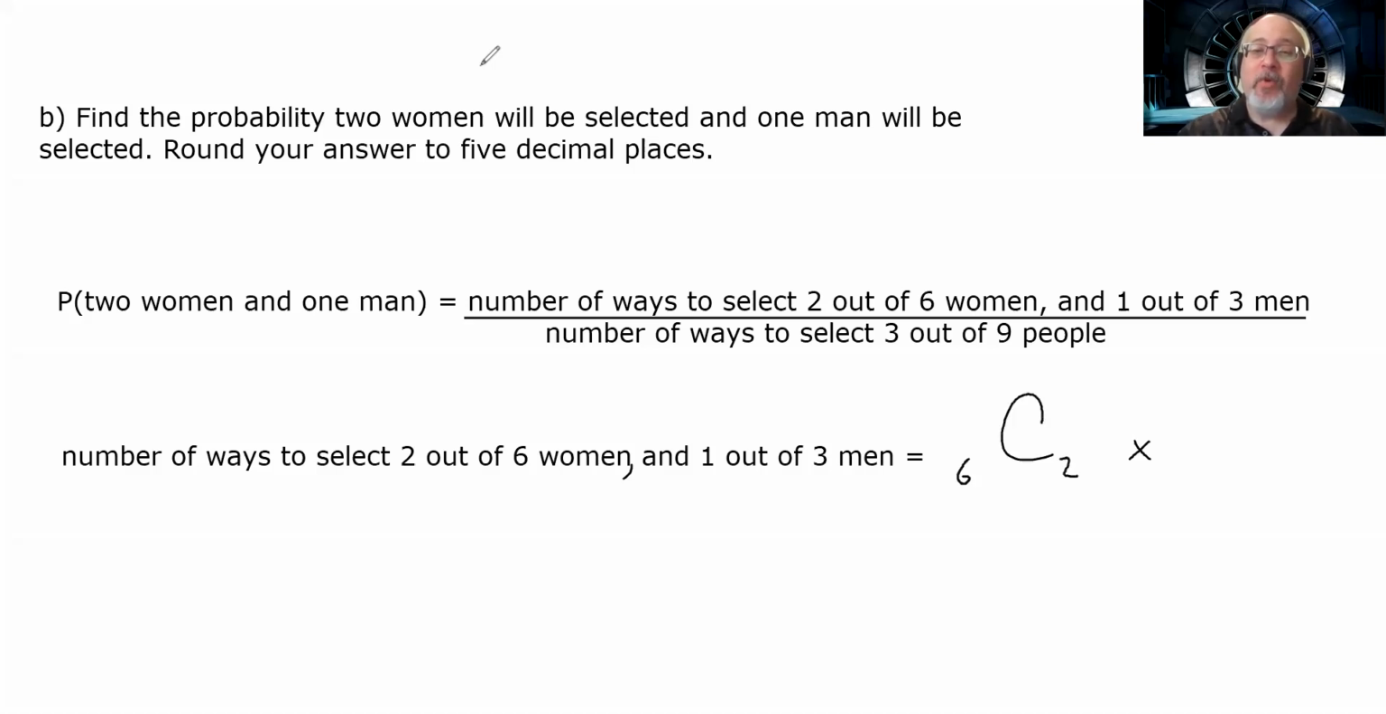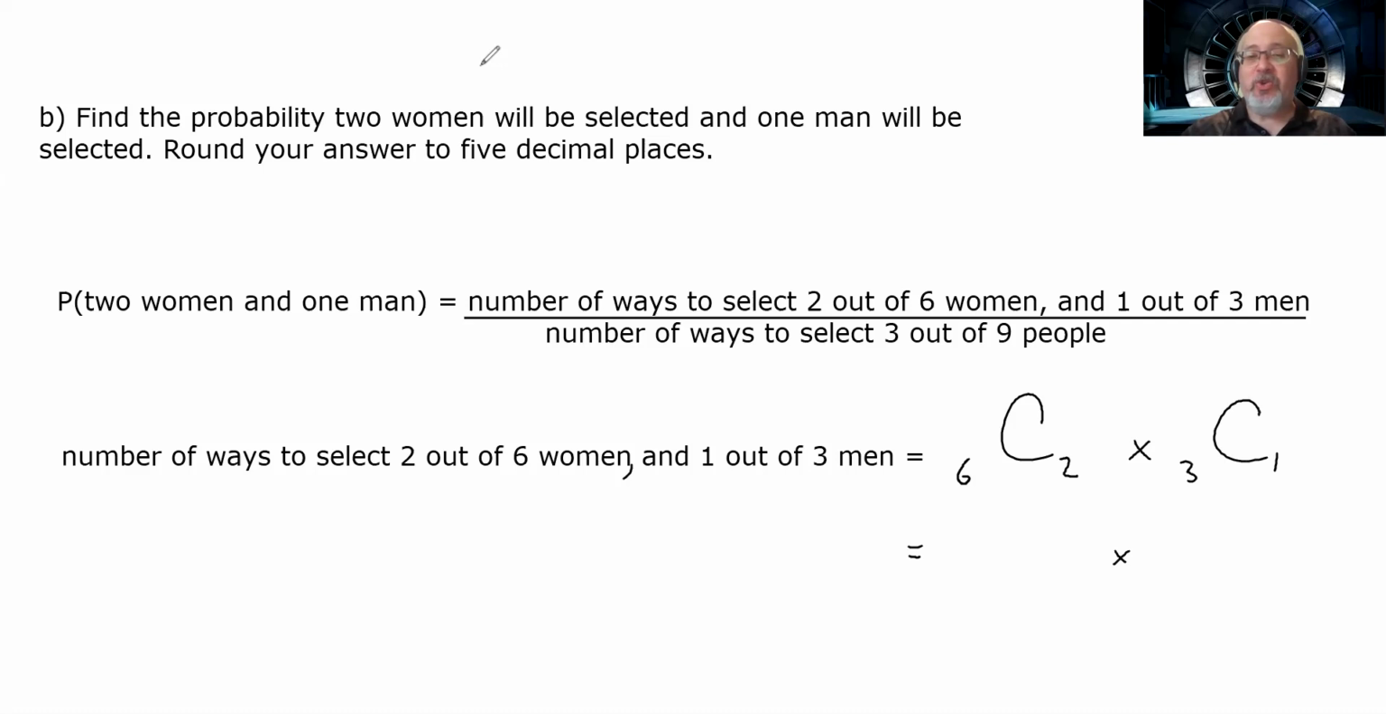6C2 is the number of ways we can select 2 out of 6 women. How many ways can we select 1 out of 3 men? 3C1. For the sake of time, I'm not going to evaluate either of these combinations. I'll leave it up to you to justify that these are the correct values.